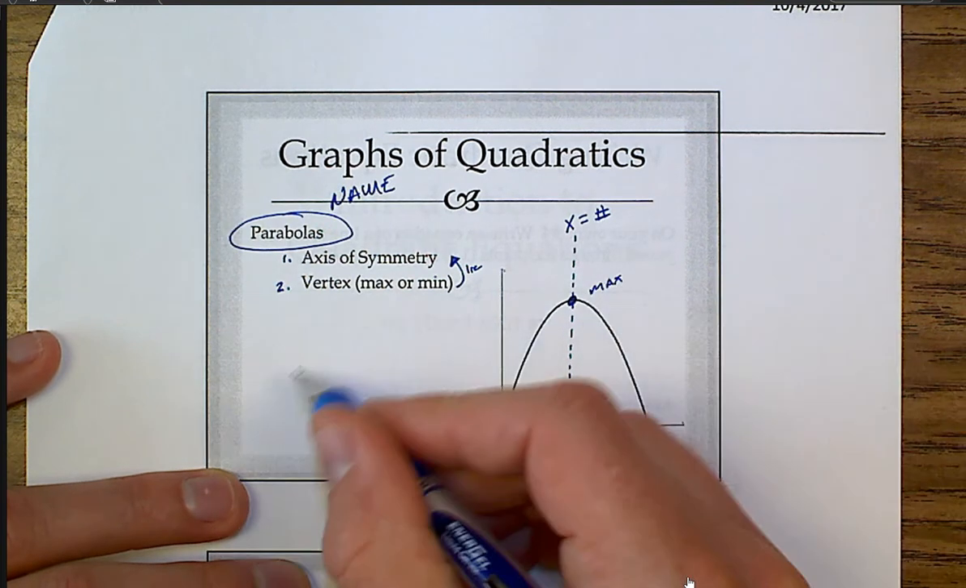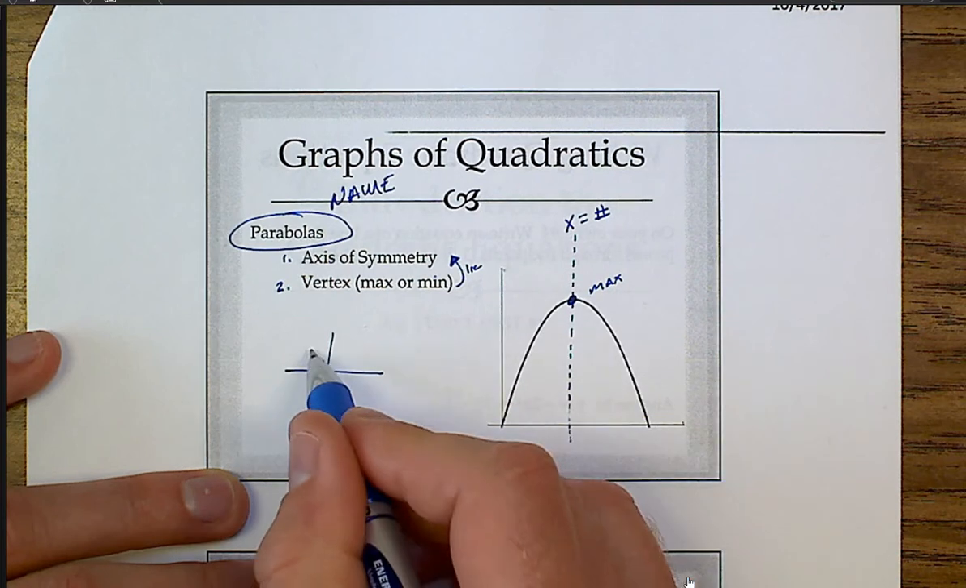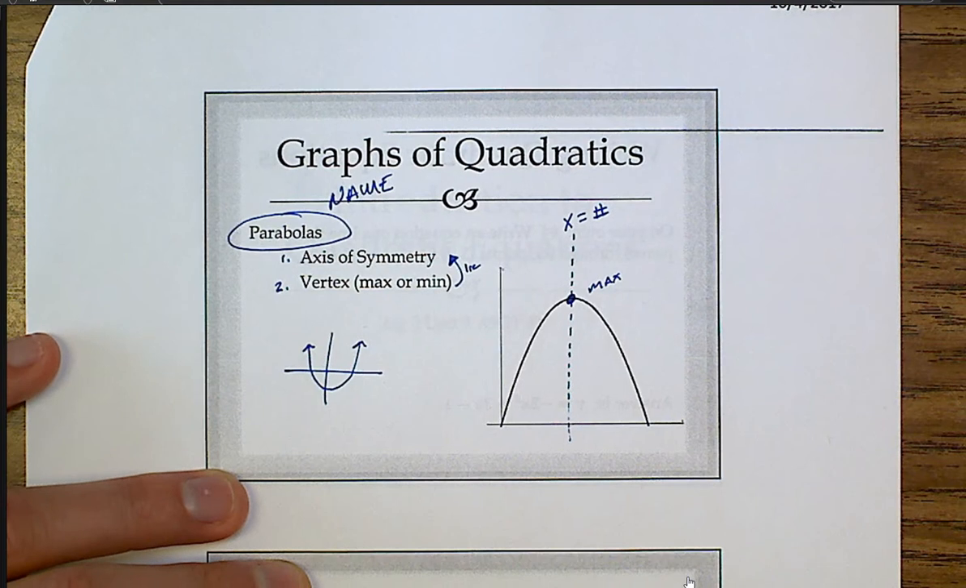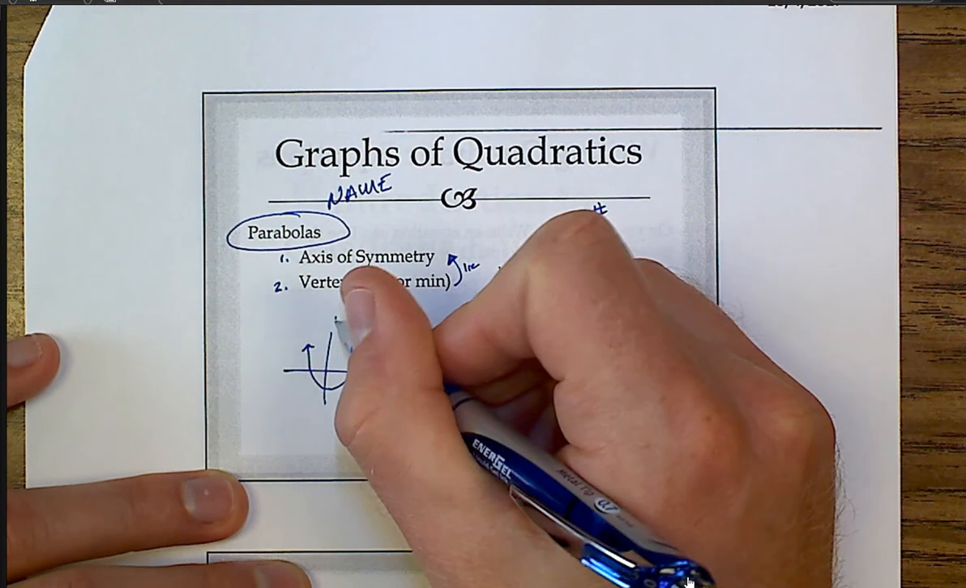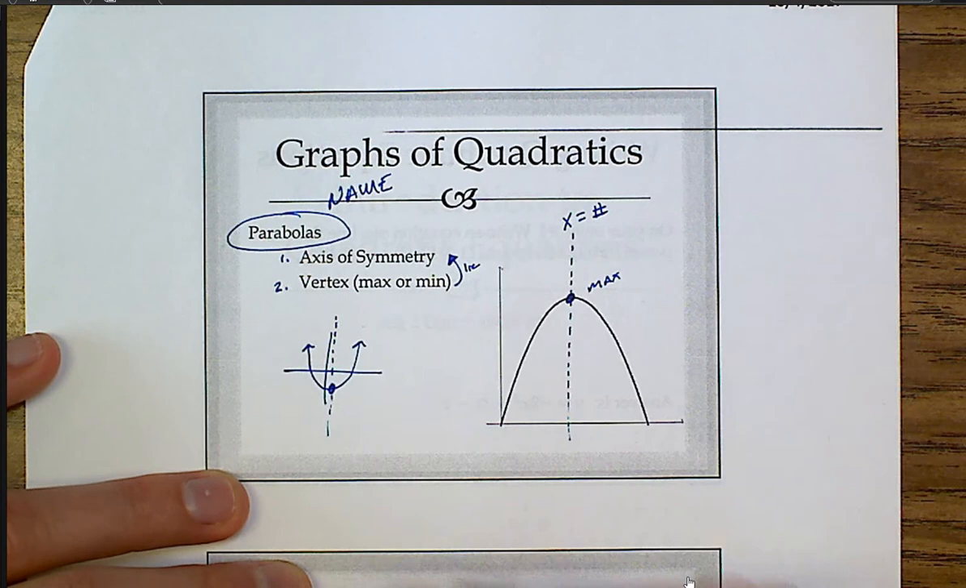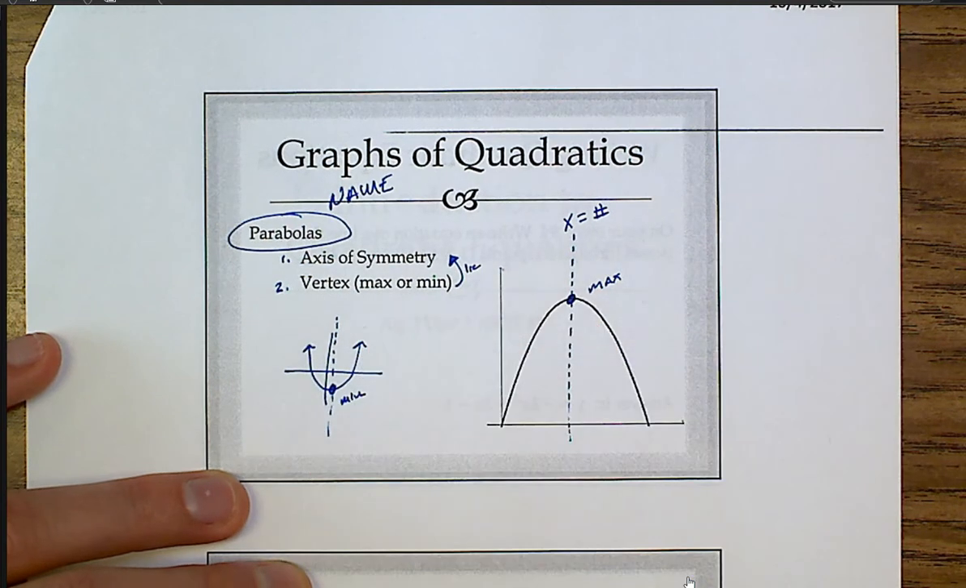If I just did another quick example right here, and I had a parabola that opened up, okay, and I had my axis of symmetry right here, let's say, and what would that point be, a max or a min? That would be considered a min because it's the lowest point of the parabola.